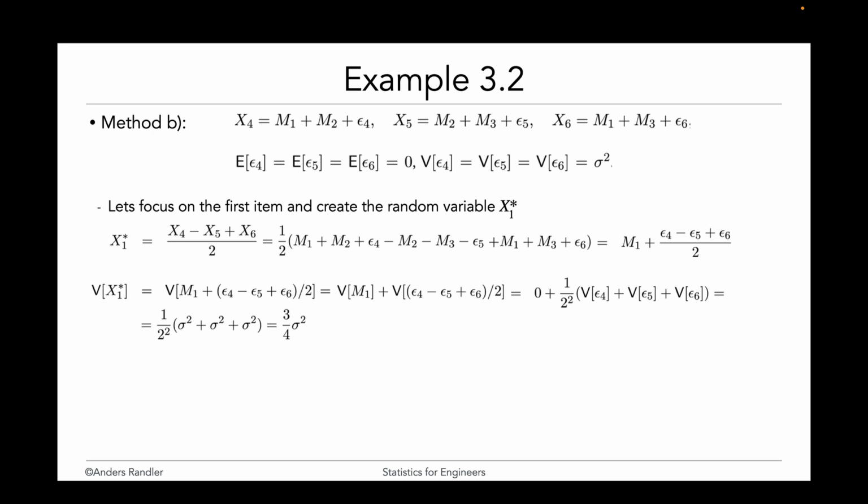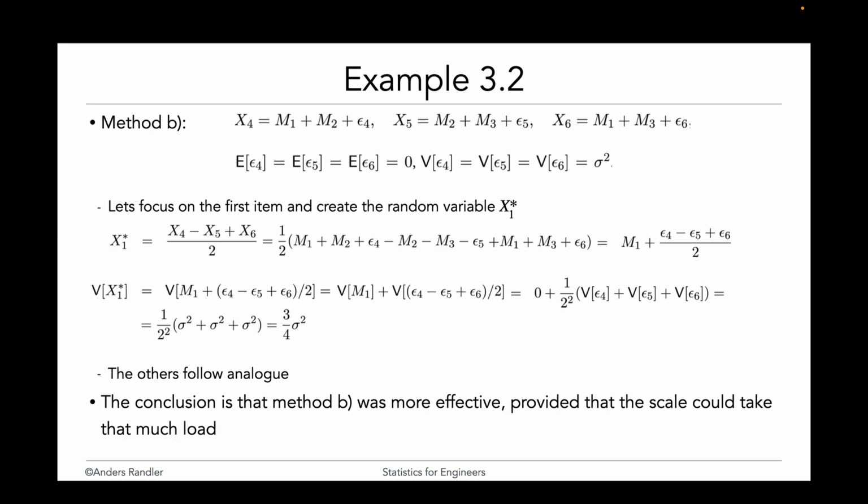So this does mean that in this case we get a smaller variance, which is good. So the conclusion is that method B was more efficient, provided that the scale could take that much load, because that's also a problem. If you're weighing items and they are just about close to what the scale can take, then you can't use this method because you have to put two of them on top of the scale every time.